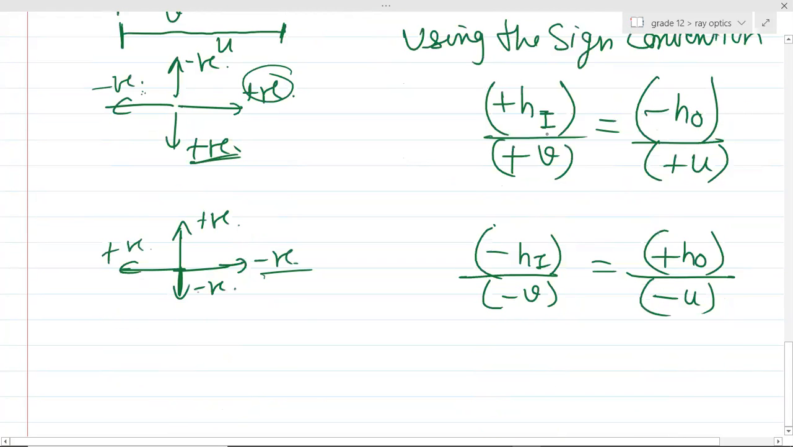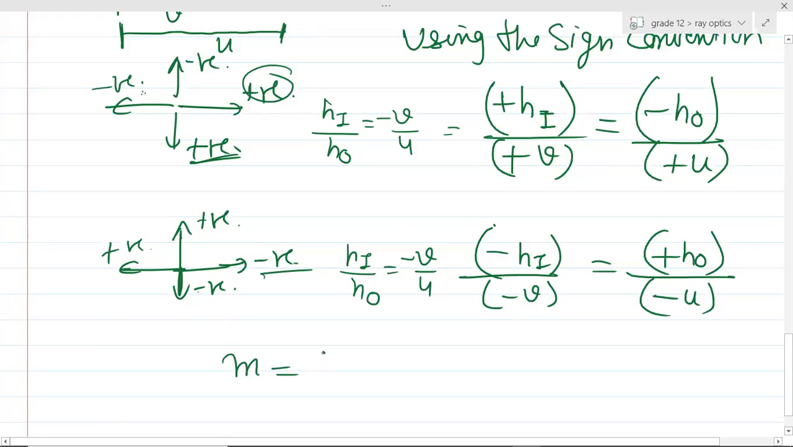Can you see, guys, when you solve both the equations, everything is plus plus plus, only this minus sign is there. So hi by ho, if I calculate from here too, will be equal to minus of v by u. And from here also, negative negative negative will get cancelled, this negative and this negative will get cancelled, this negative will remain, ho will come down, v will go over there. And again, from any possible convention which you take, your final answer will be this only.